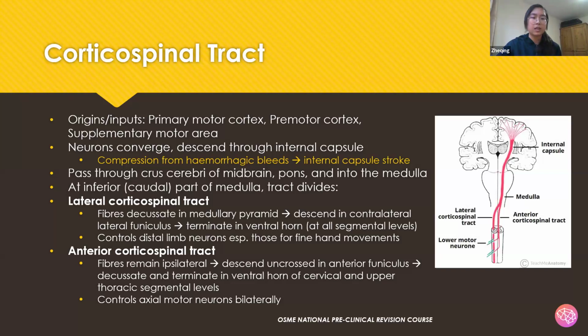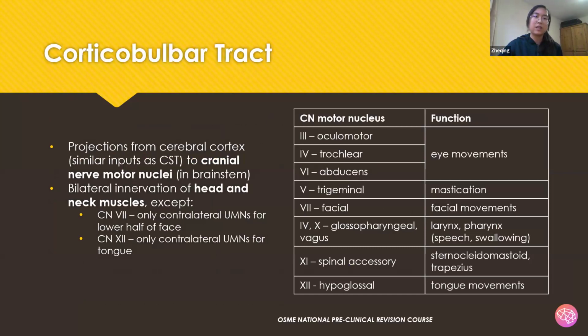Whereas the anterior one, they control the axial motor neurons, and they are bilateral. So they only decussate where they terminate in the ventral horn. And the corticobulbar tract, compared to the corticospinal, the difference is that instead of ending in the spinal cord, they end in the cranial nerve motor nuclei, which are in the brainstem, and they are involved in controlling. So if you remember, the cranial nerve nuclei are involved in the motor functions.